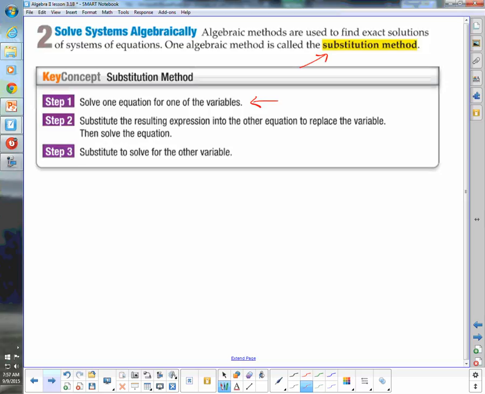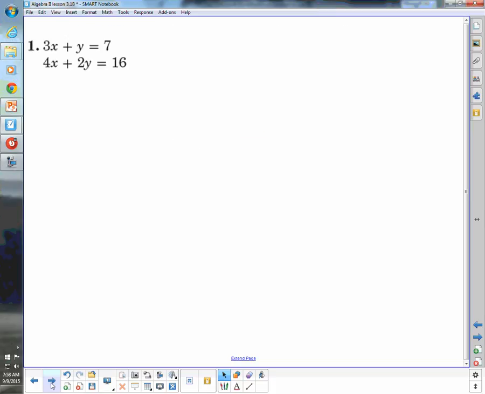But if I take a look at the steps here, step 1, solve one equation for one of the variables. Step 2, substitute the resulting expression into the other equation and replace the variable, then solve the equation. Step 3, substitute to solve for the other variable. Let me show you how to do this.